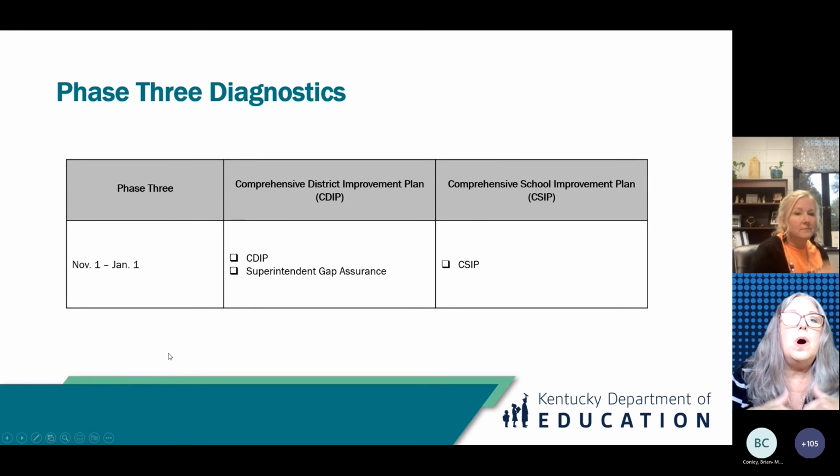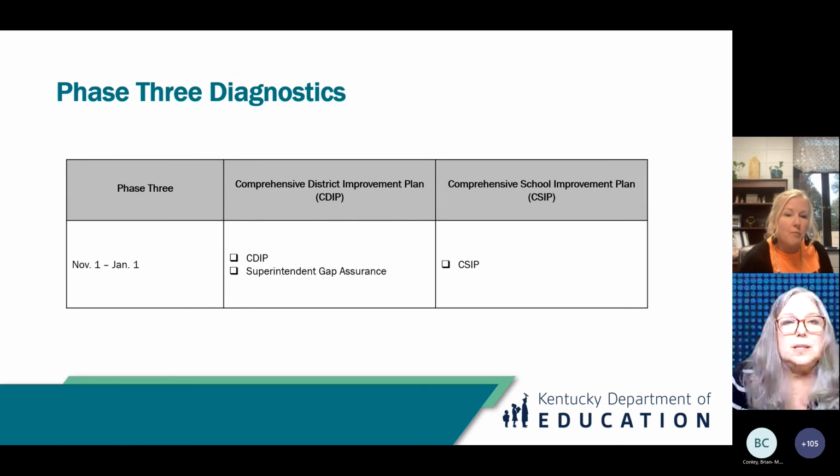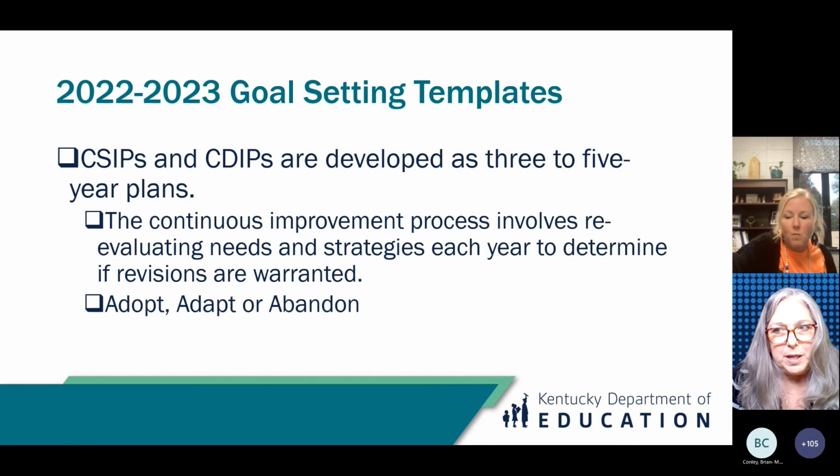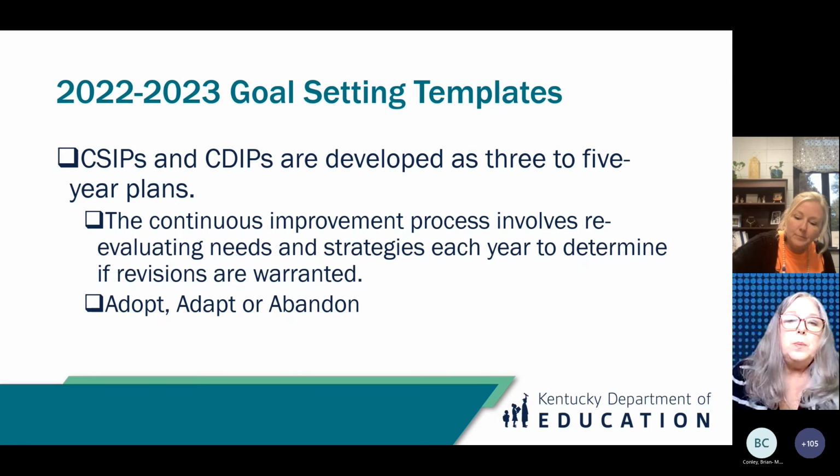So let me walk you through the phase three diagnostics beginning November the 1st, which is very, very soon, through January 1. Districts do need to complete their CDIP and the superintendent gap assurance, and schools will need to complete their CSIP. So again, that little tip, make sure you're in the right place. CSIPs and CDIPs are developed as a 3 to 5 year plan. So that process is about reevaluating your needs and your strategies each year to determine if something is warranted.